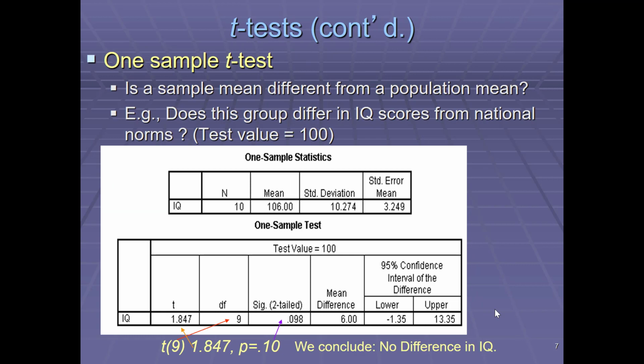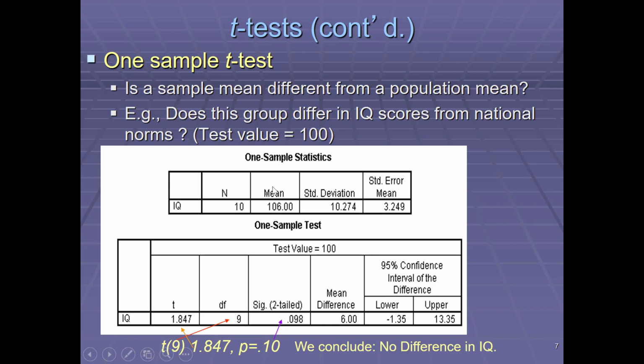Then the one sample t-test we're looking at is a sample mean different from a population mean. So an example of this would be, does this group differ in IQ scores from national norms? Okay. Again, the t-statistic is 1.847, our degrees of freedom is 9, and then our significance level is 0.098, or basically if you round that off, it would be 0.10, so that's definitely higher than 0.05. So we can conclude that there is no difference in IQ levels.